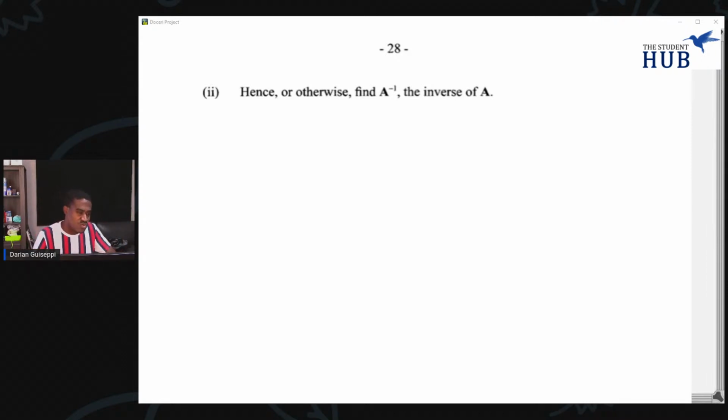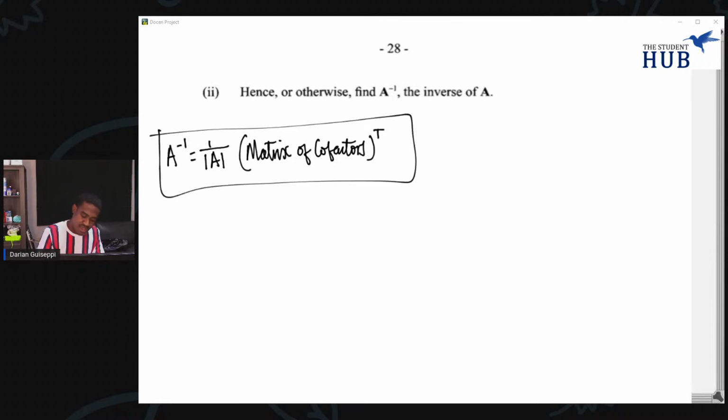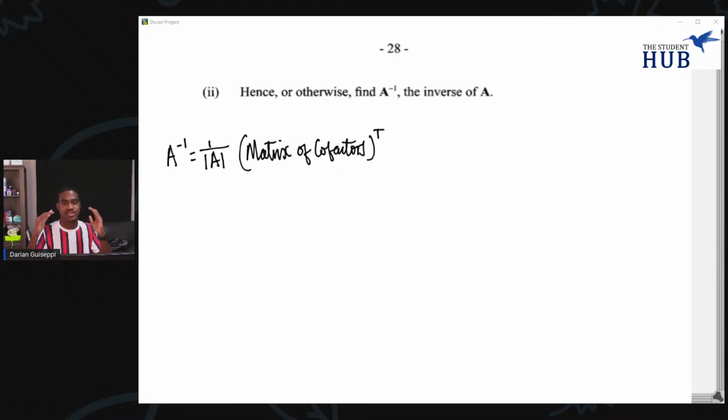So that is what we're going to do here. We're going to use the determinant from part 1, right? And this is what it looks like in terms of the formula for the inverse: 1 on the determinant by the matrix of cofactors transpose. You're supposed to learn it. Learn it, guys. Know it. That's all, right?